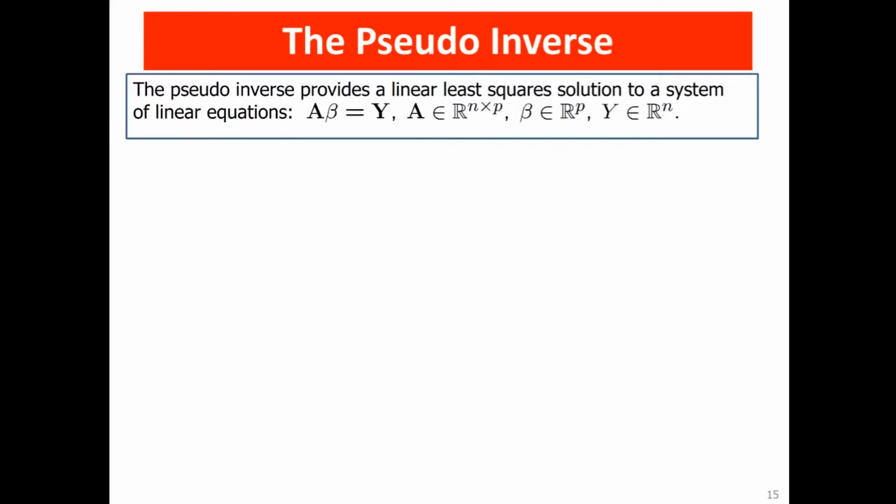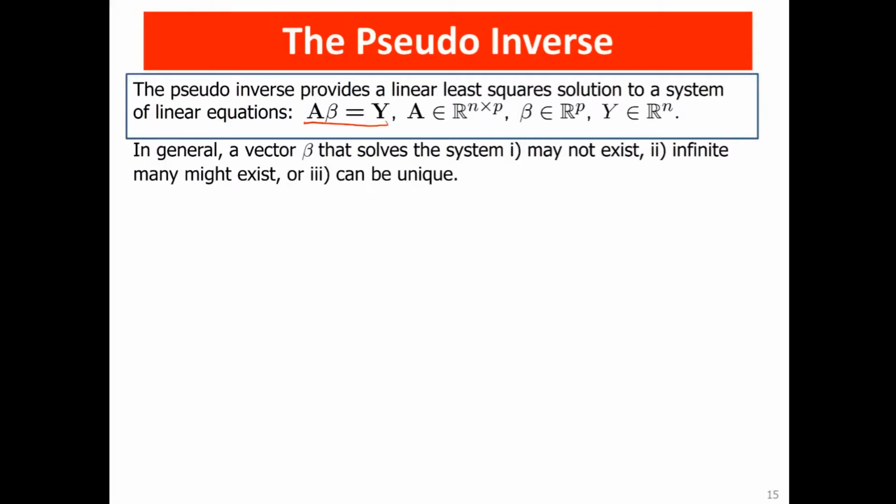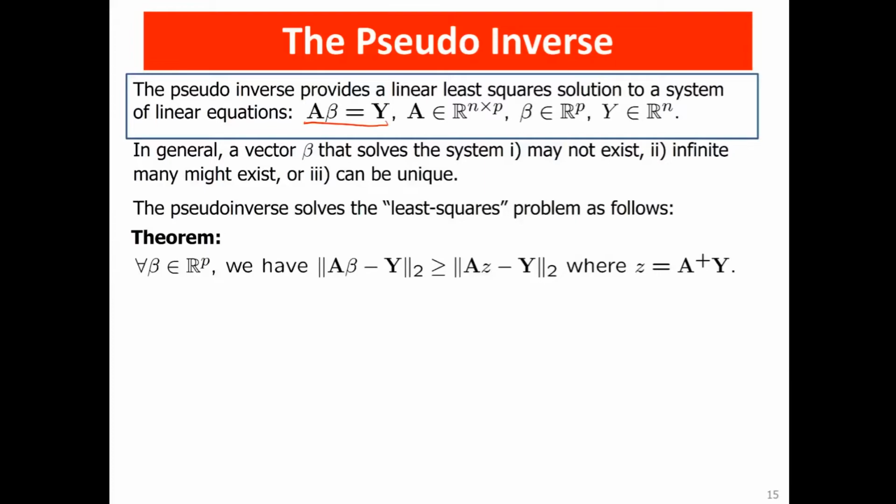The pseudo-inverse is important because it can provide a linear least square solution to a system of linear equations such as A times beta equals Y, where A can be any n times p matrix. It doesn't even have to be full rank. In general, a vector beta that solves the system A times beta equals Y may not exist. There might be infinitely many solutions, or there could be one unique solution. The pseudo-inverse solves this A times beta equals Y problem in a least square sense as follows.